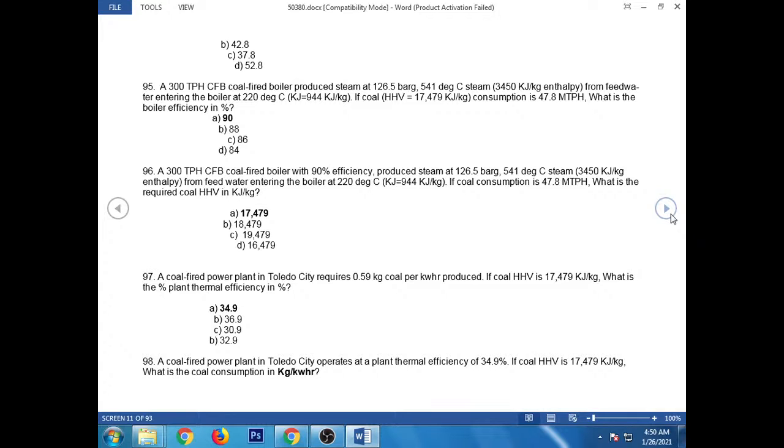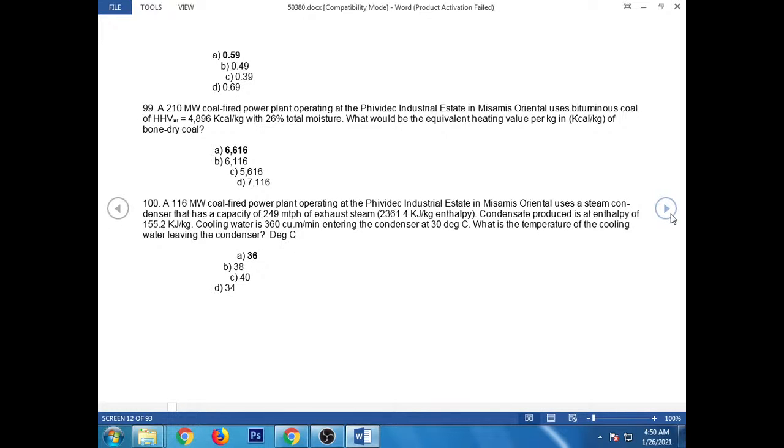A coal power plant in Toledo operates at a plant thermal efficiency of 34.9%. If coal HHV is 17,479 kJ per kilogram, what is the coal consumption in kilogram per kilowatt hour? Answer: 0.59.